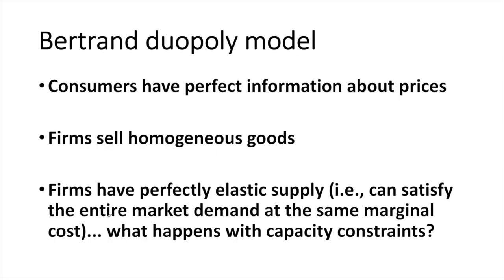Now I should mention a few caveats around the outcomes that we just found, and that is in the Bertrand Duopoly model, we assume that consumers have perfect information about prices, and you need that so the consumers can jump between the firms based on the prices that each one is asking. Also, we assume that firms sell homogeneous goods. And finally, we're assuming that firms have perfectly elastic supply. In other words, firms can satisfy the entire market demand at the same marginal cost. So then it becomes a question, well, what happens when firms have capacity constraints? And we'll look at that in a different video.